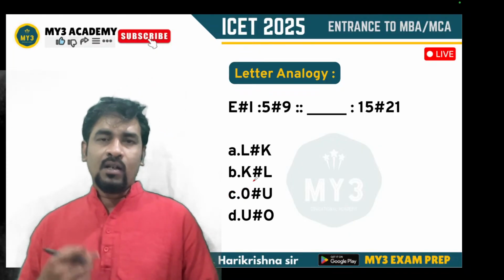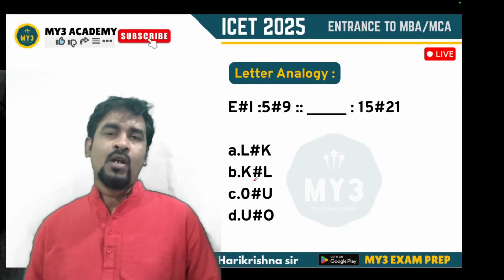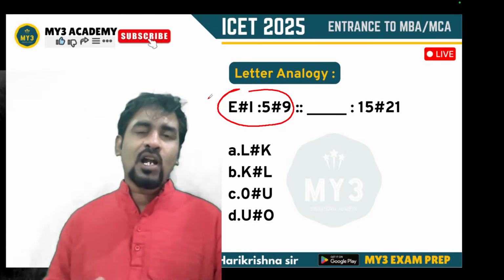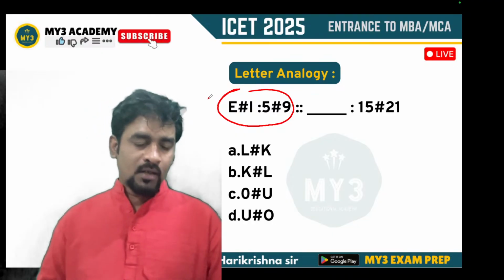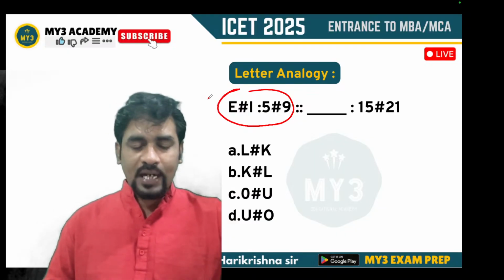Letter analogy. EI59 dash will be 1521. First look at this reference pair and understand what logic is available in the reference pair. Then apply the same logic to get the answer.